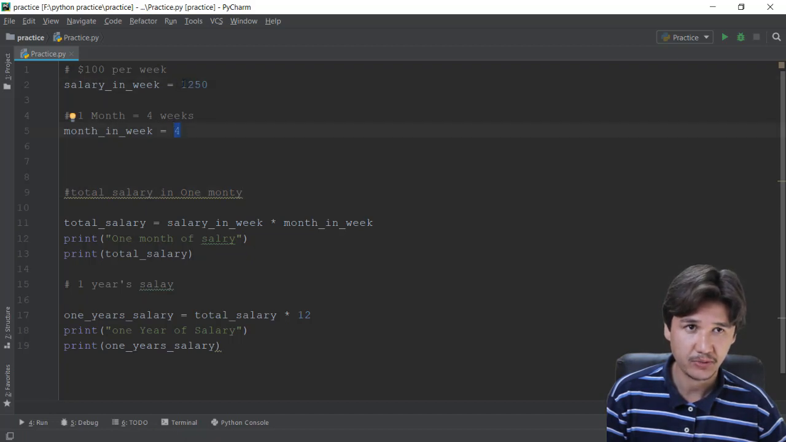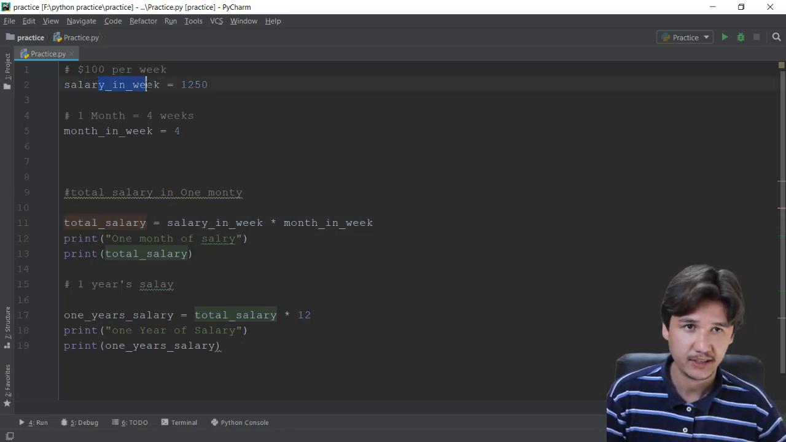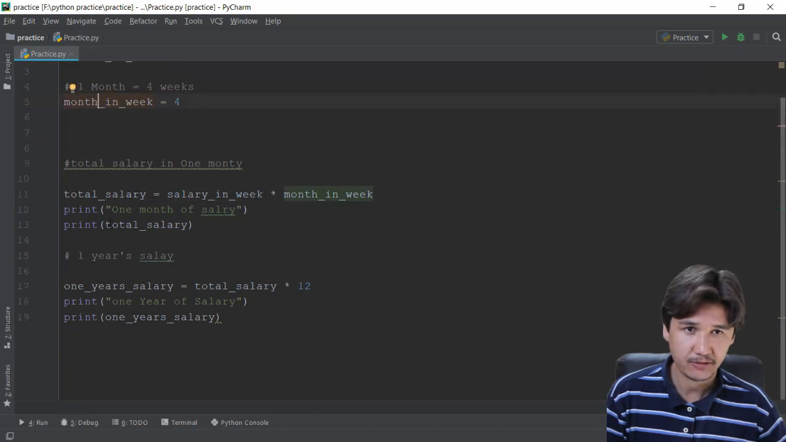Now when we multiply salary in week with 4 weeks, then we will get total salary in 1 month. Therefore total salary, if I write it as 1 month, will be more accurate, but we have written that already. But don't forget that salary in a week, we are going to multiply with this one, month in week. Now it is 4. Therefore we are going to print that when we are getting salary in a month.